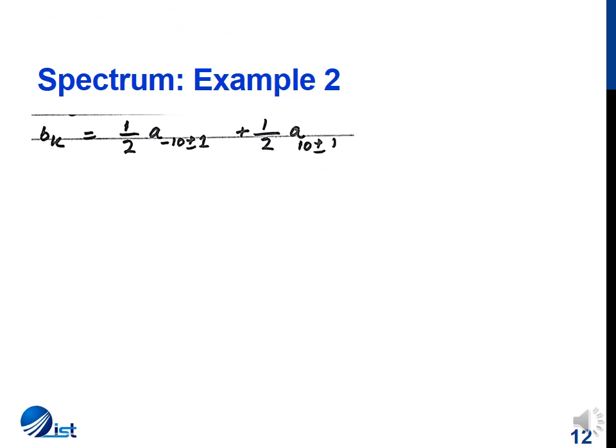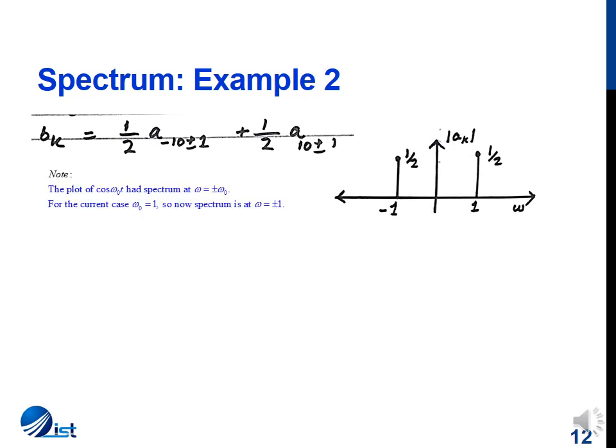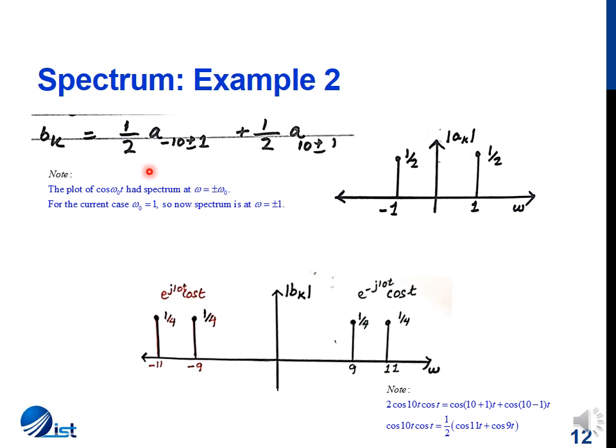So now b k is the expression shown on the slide. So we remember that a of k existed at omega equal to plus 1 and minus 1, and it had a value of half and half. So after we apply this property, this is what we get. For this vector, half a minus 10 plus minus 1, we get half into this 1 by 2, and now minus 10 minus 1 is minus 11, one value here and one value here. Similarly, for this expression, we get this spectrum, one value here and one value here.